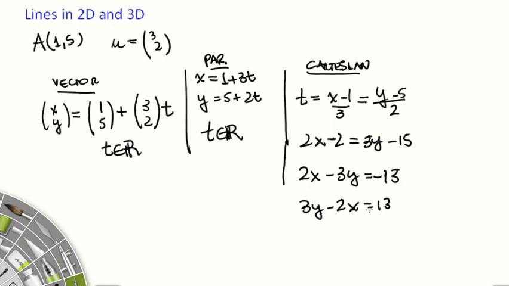So 3y minus 2x equals 13. This is also okay, right? Both would be right answers here.